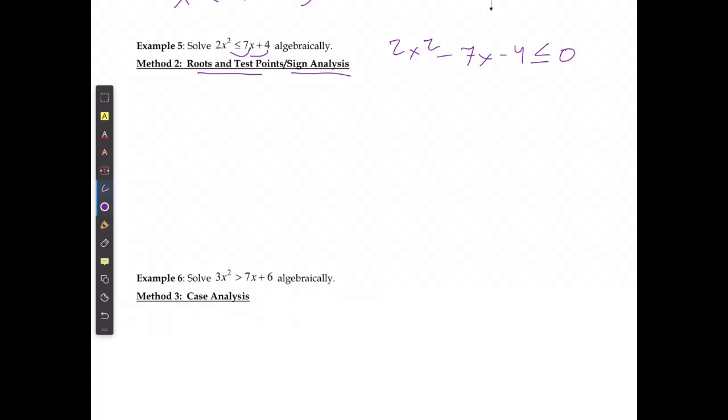I can use the quadratic formula or I can use factoring to solve for what the intercepts are going to be, and the intercepts are going to be at negative 1 over 2 and at 4. Now I'm going to draw out my chart.